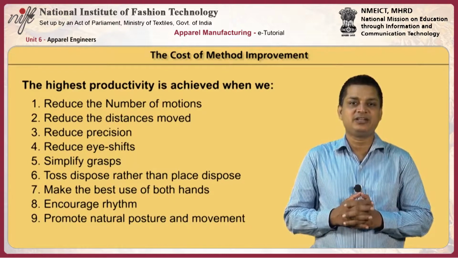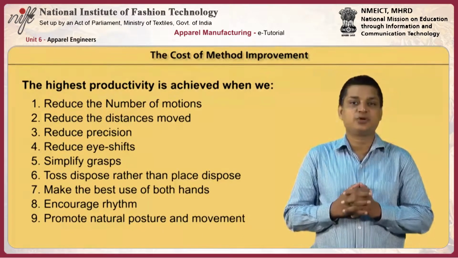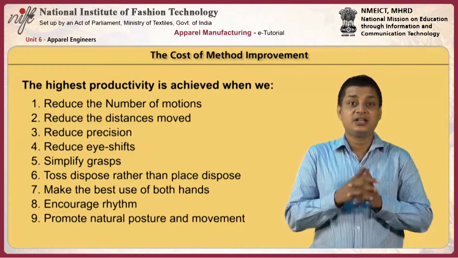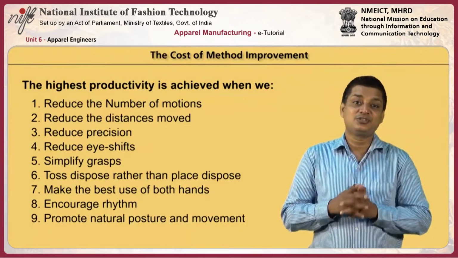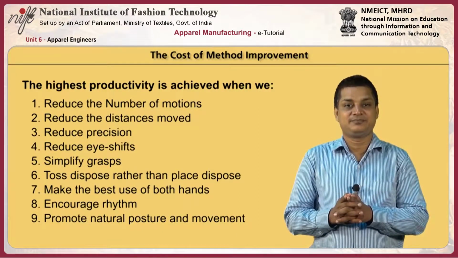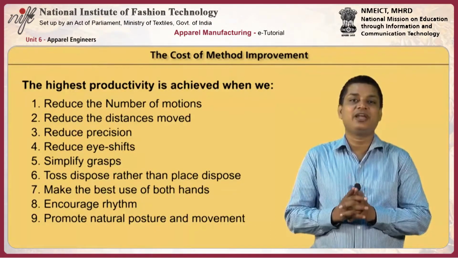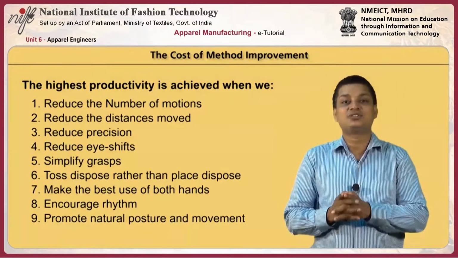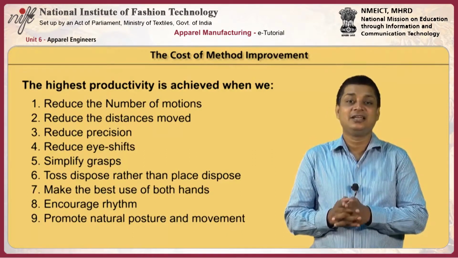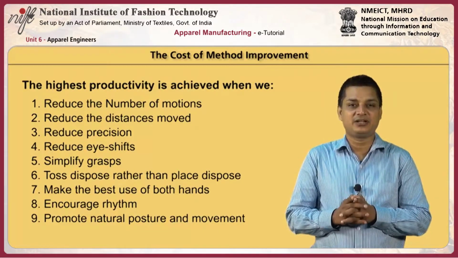All method improvements have a cost, but some cost far more than others. The highest productivity is achieved when we reduce the number of motions, reduce the distance to move, reduce precision, reduce eye shifts and simplify grabs. The highest productivity is also achieved when we toss dispose rather than place dispose. Make the best use of both hands. Encourage rhythms and promote natural postures as well as movement.